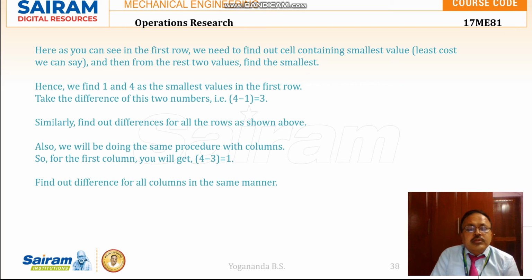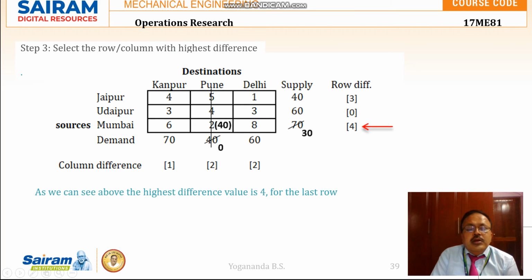Now consider all the penalties here, that is 3, 0, 4, 1, 2 and 2. So take the highermost penalty. Maybe it is present in any one of the 3 rows or any one of the 3 columns. So the highest penalty is 4 here. That is present in the third row, that is Mumbai. So select this third row, search for the lowest cost. The lowest cost is 2 in the third row. So we have to allocate to this.